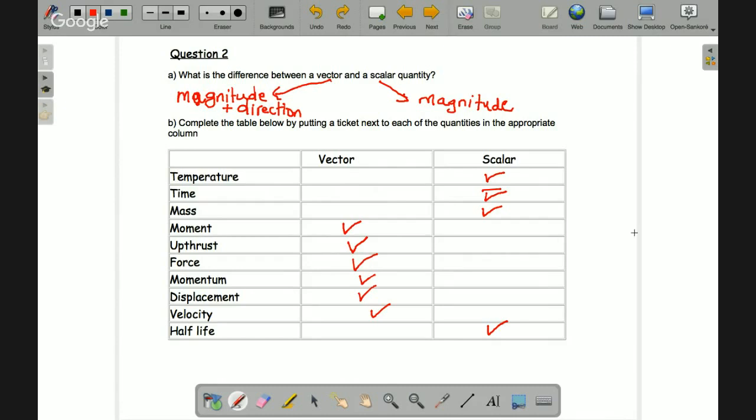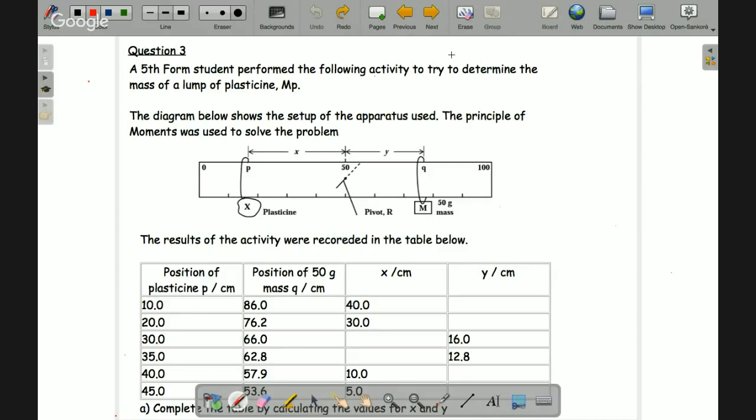All right, let's continue. Okay, this question is a moments question. A fifth form student performed the following activity to try to determine the mass of a lump of plasticine, M sub P. The diagram below shows the setup of the apparatus used. The principle of moments was used to solve the problem.